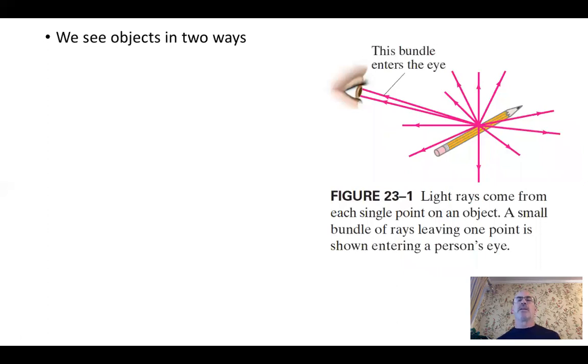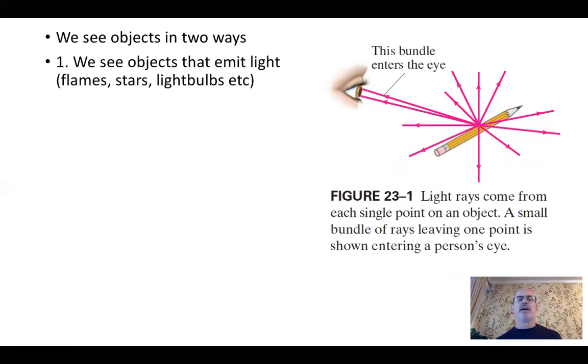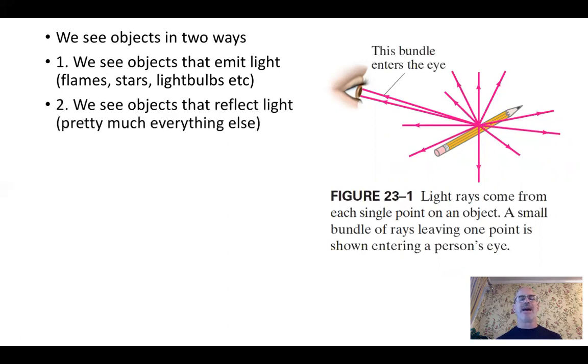All right, last thing we're going to talk about here is the fact that we can see objects in 2 different ways, okay? Some objects we can see because they actually emit light. For example, flames emit light, light bulbs, stars, lightning bugs, or whatever. Some things actually produce their own light. A lot of things, pretty much everything else, we see because it reflects light, right?